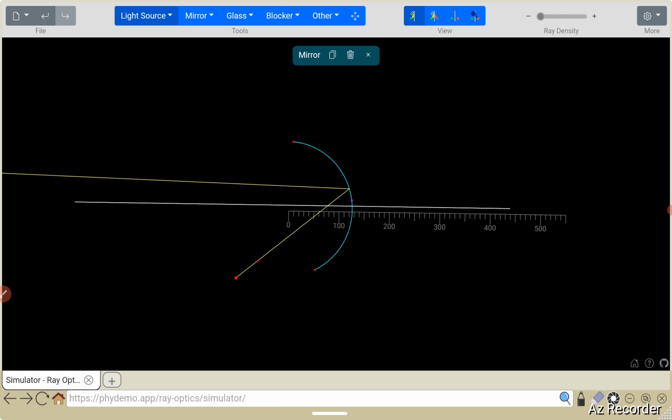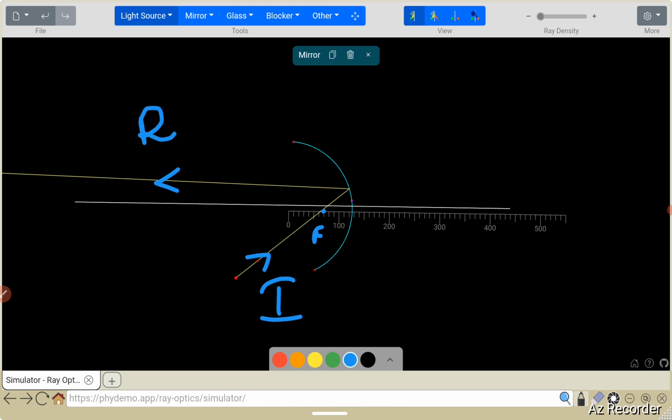Now the same one more, through center of curvature if I take this, did you understand? This is passing through focus and the light ray is parallel to principal axis. This is incident ray and this is reflected ray. Understood till here? This is the second ray rule. And let us see the third ray rule.